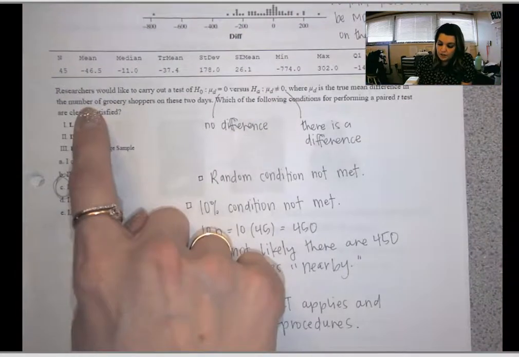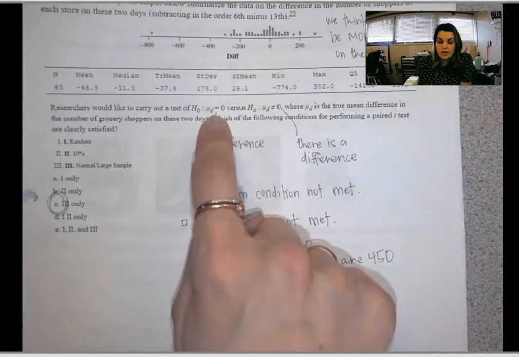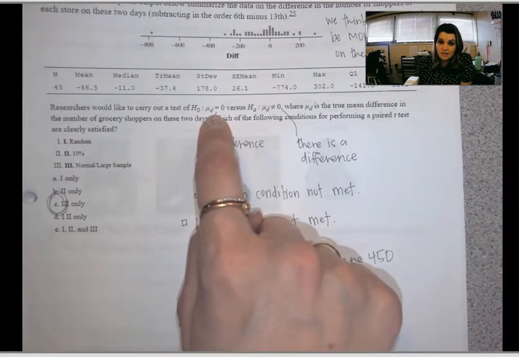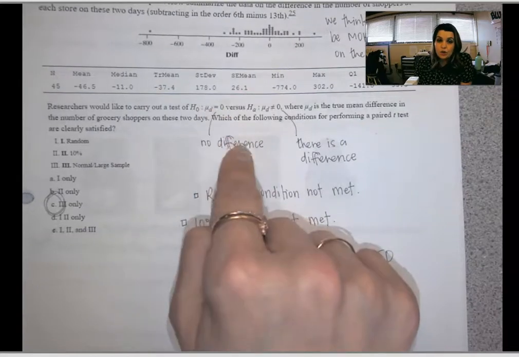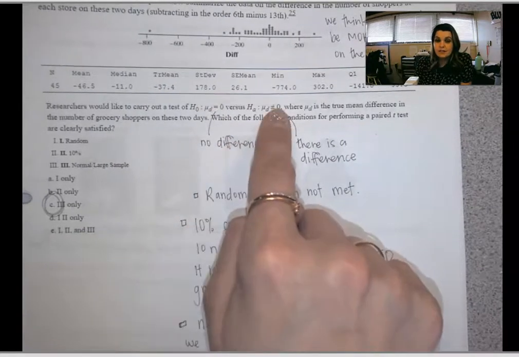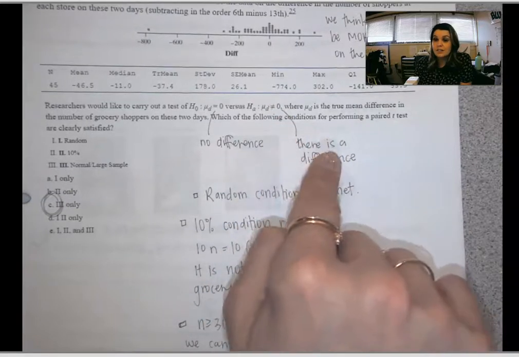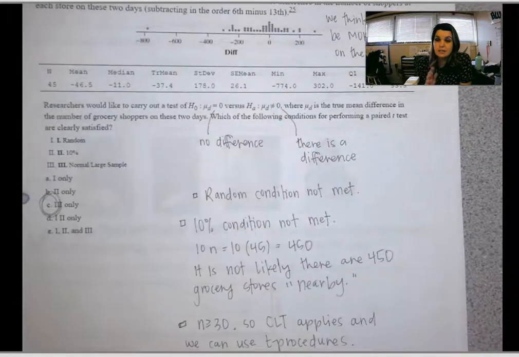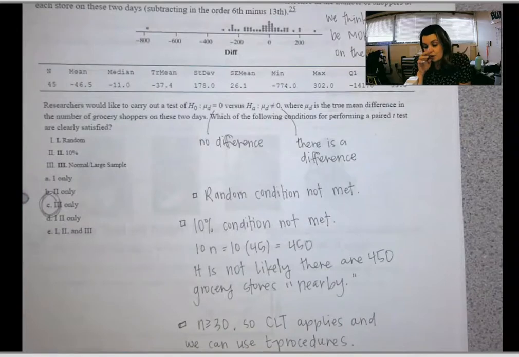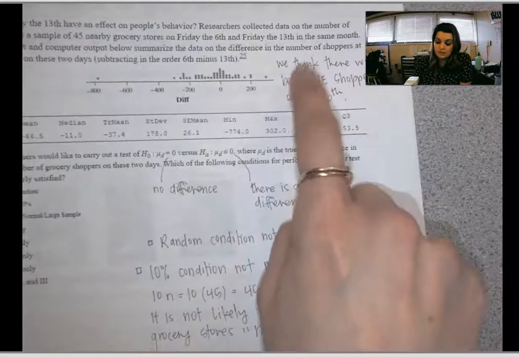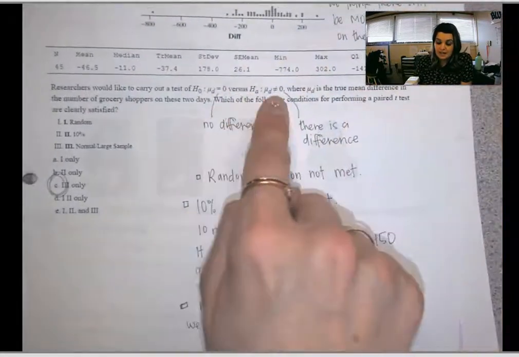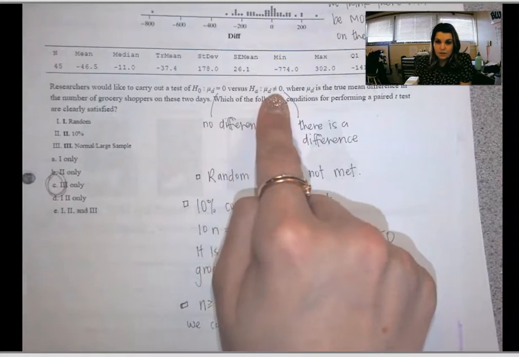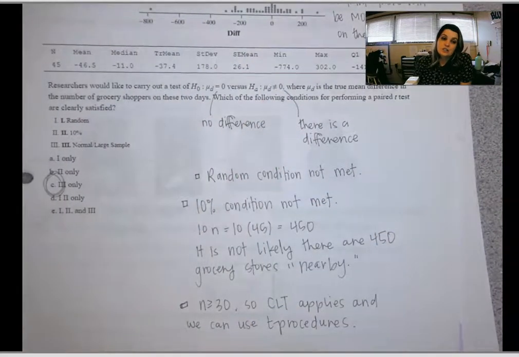So what they want us to do is carry out a hypothesis test, and the null is that there's no difference, and the alternative is there is some difference. It doesn't indicate whether or not we think that it'll be less or more, which is okay. I'm thinking that this is what they are getting at here, but this is the test they're deciding to run, and then they want us to check the conditions.